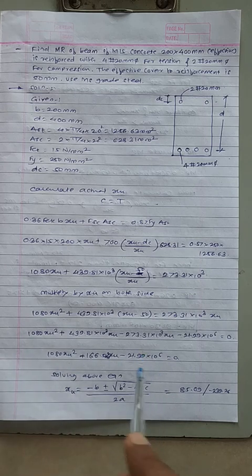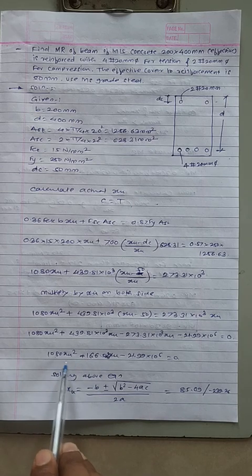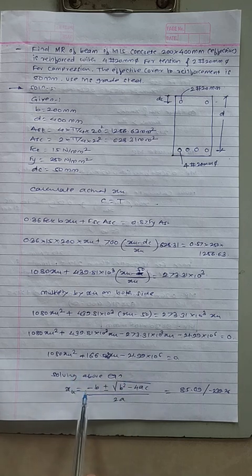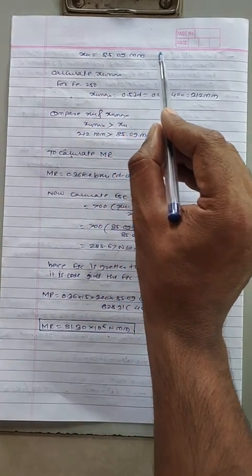This is a quadratic equation. So by using the formula, xu is equal to minus b plus or minus square root of b square minus 4ac, upon 2a. Here a is 1080, b will be 166.5 into 10 raised to 3 and c will be minus 21.99 into 10 raised to 6. By solving this equation, we got xu as 85.09 or minus 239.26. So minus 239.26 is not an applicable value. So xu will be 85.09 mm.